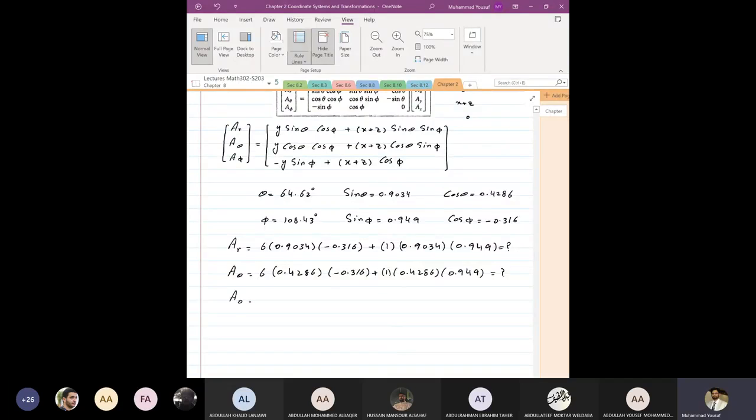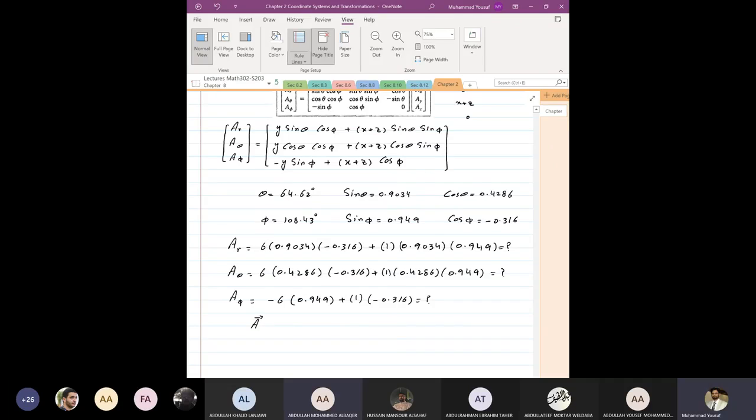And A_phi is negative 6 times sine phi, which is 0.949, plus x plus z, which is 1, times cosine phi. Cosine phi is here negative 0.316. So if you have done these calculations, you can tell me the answer. If not, that's fine. So these are the components of A.